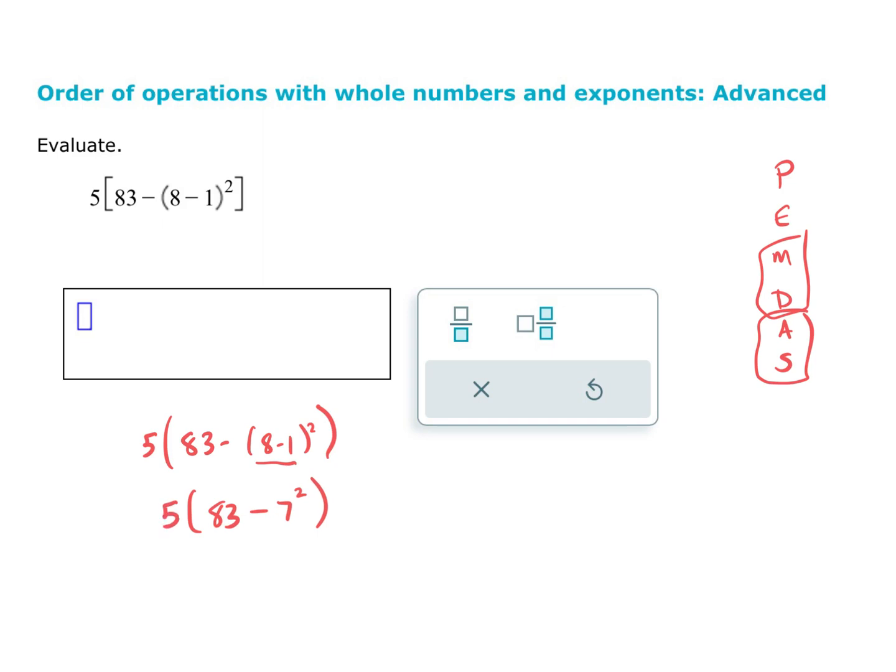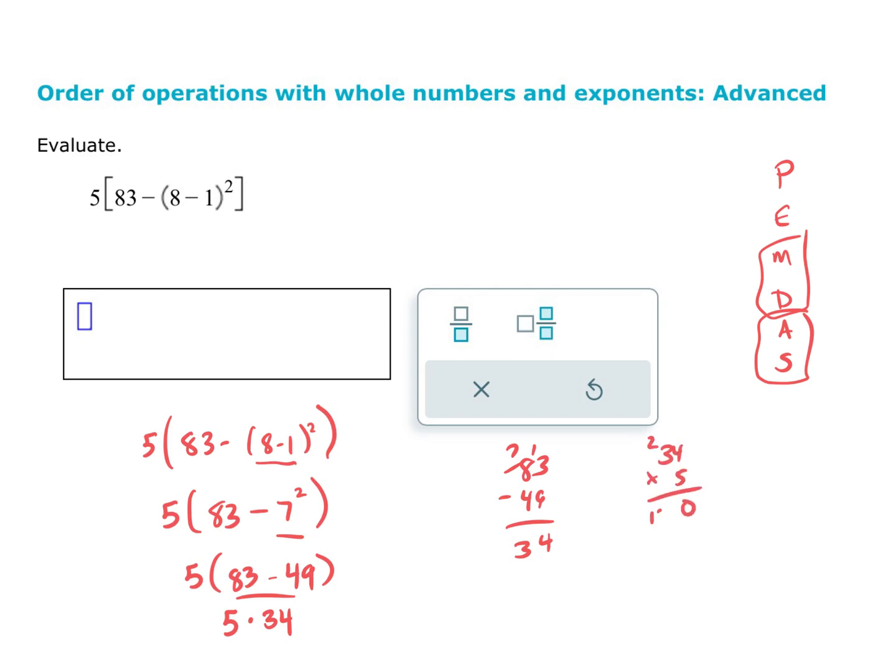Now I'm to the second set of parentheses, so I still go inside the parentheses, and inside the parentheses I follow order of operations. So exponents comes before subtraction. 7 squared is equal to 49. Rewrite everything. And still inside the parentheses, 83 minus 49. Do some regrouping. And we have 34. And then we lastly have 34 times 5. That's what this meant, was 5 times whatever the quantity of this quantity is. So 5 times 34 gives us 170.